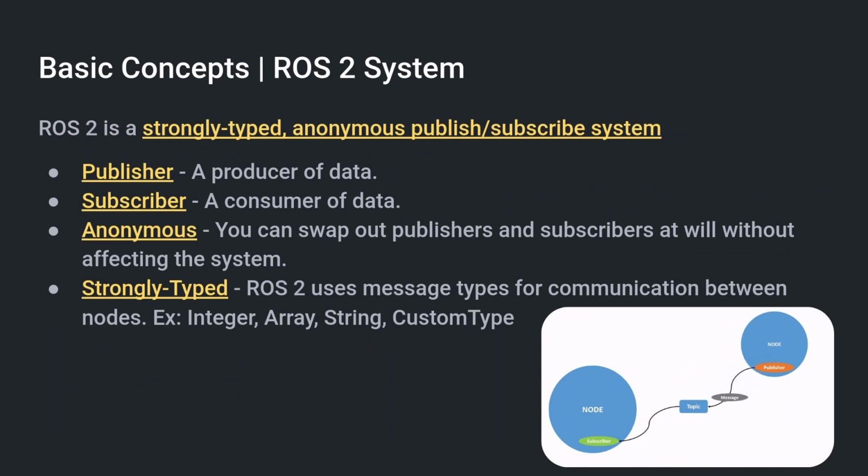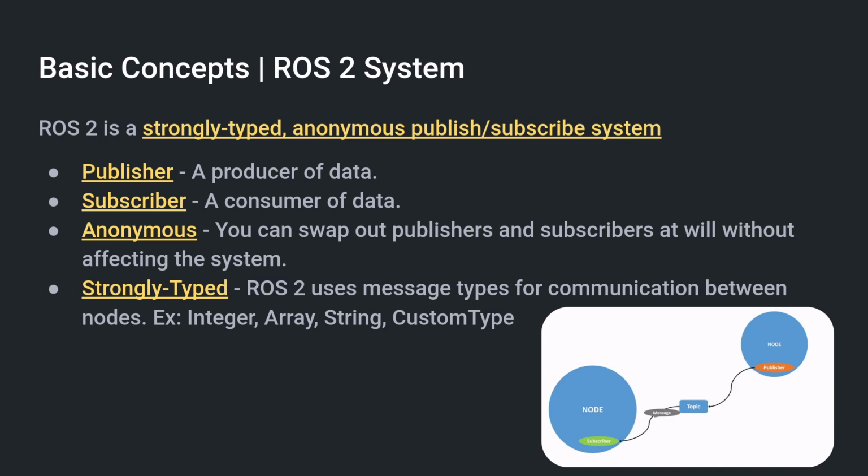ROS2 is something that is called a strongly typed anonymous publish subscribe system. So what does this mean? Let's go through the different words in this phrase. A publisher is a producer of data. A subscriber is a consumer of data. In this context, anonymous means that you can swap out publishers and subscribers at will without affecting the system. And strongly typed means that ROS2 uses a message type for communication between nodes.